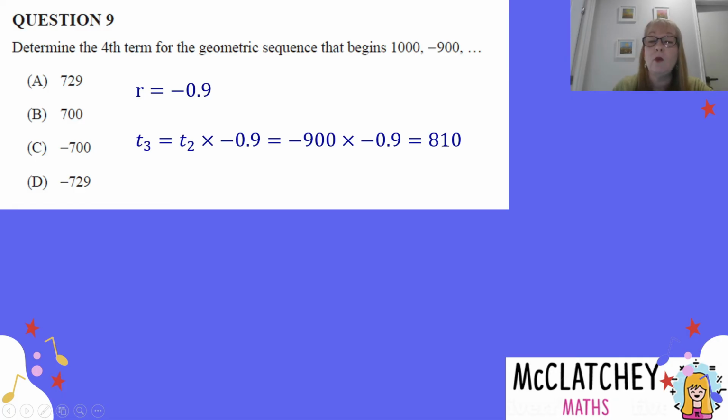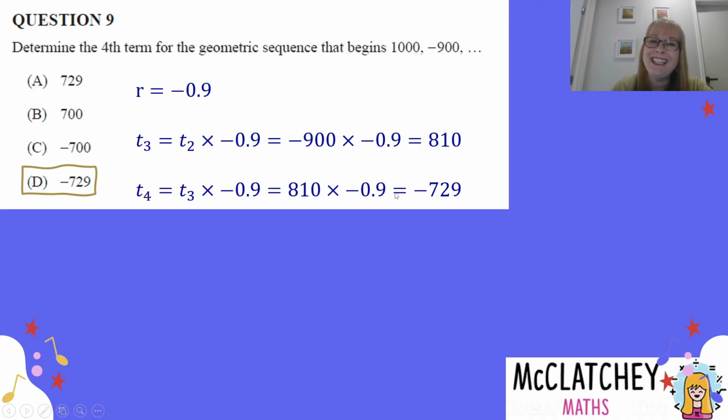Now I need to do this for the fourth term. Let's just repeat again. So take that third term, which is 810, multiply it by negative 0.9. I'm going to get a negative number because a positive times a negative makes a negative, and I get negative 729, which means my answer is D.